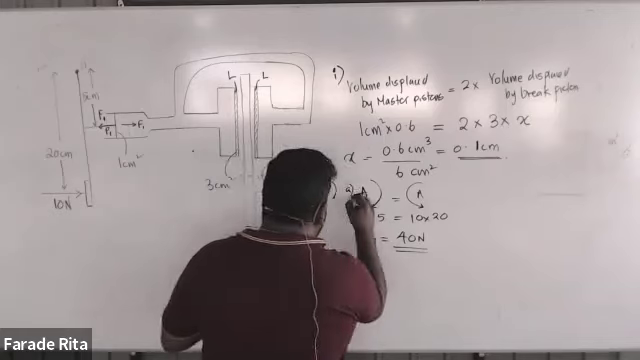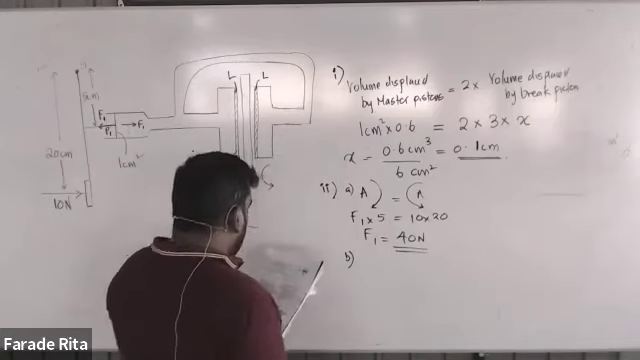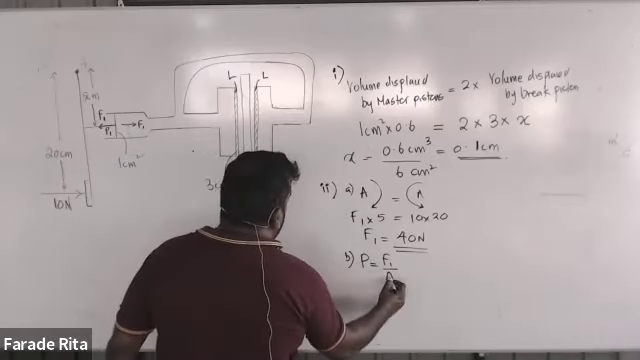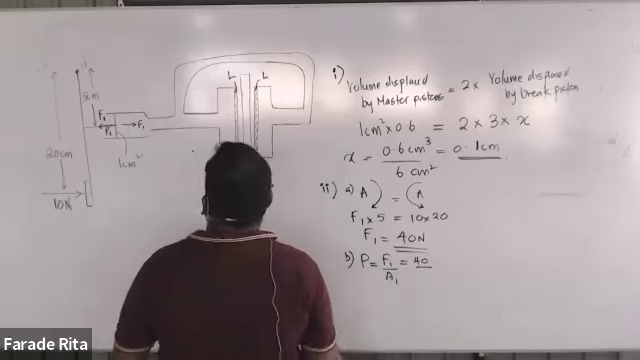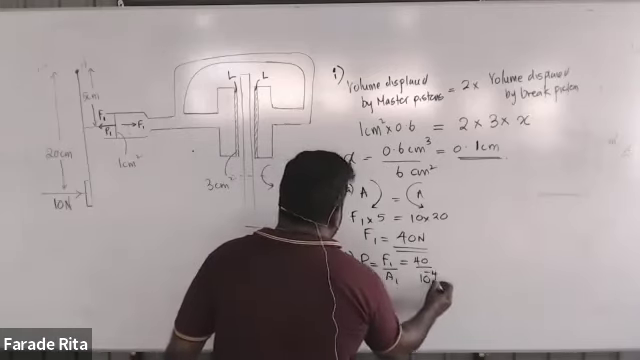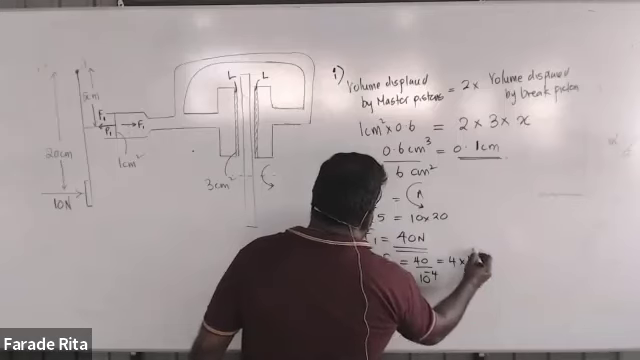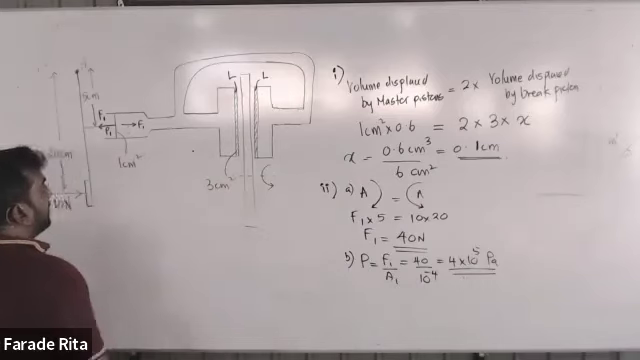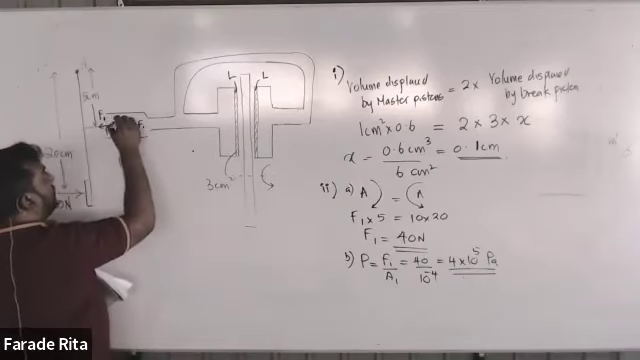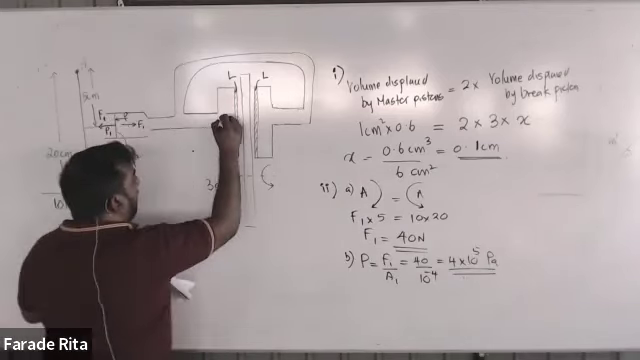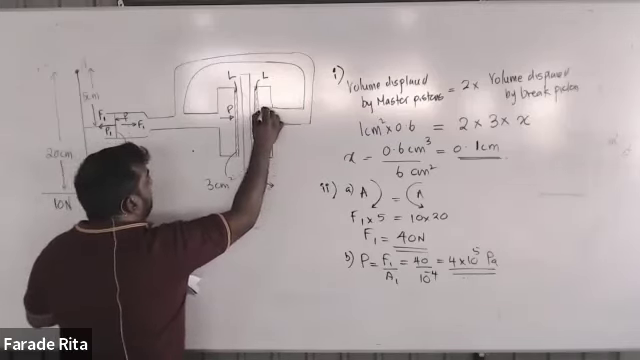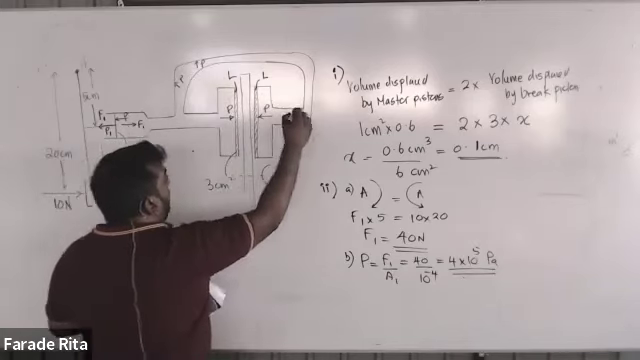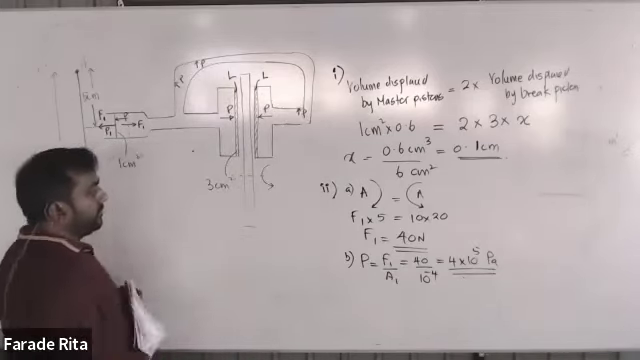Part A, part B. Calculate the pressure on the master piston. Pressure is force divided by area. Force 40, area 1 centimeter squared, convert to meter squared. 4 times 10 to the power 5 Pascal. What do you know from Pascal's principle? Fully enclosed fluid, pressure is equally transmitted everywhere to the container and to the liquid. Okay, no? There you go.